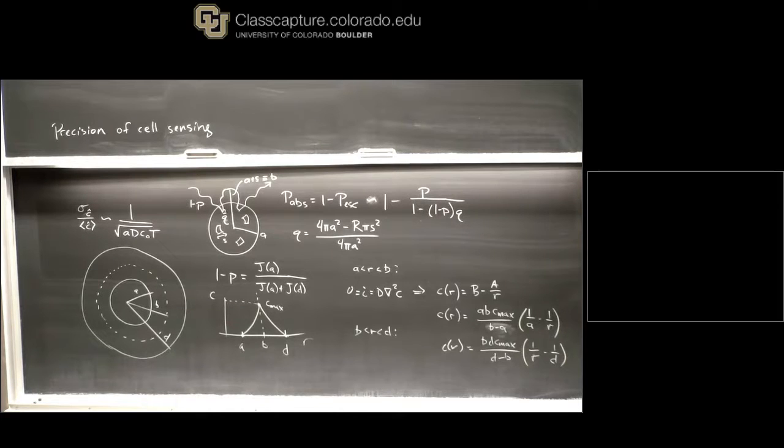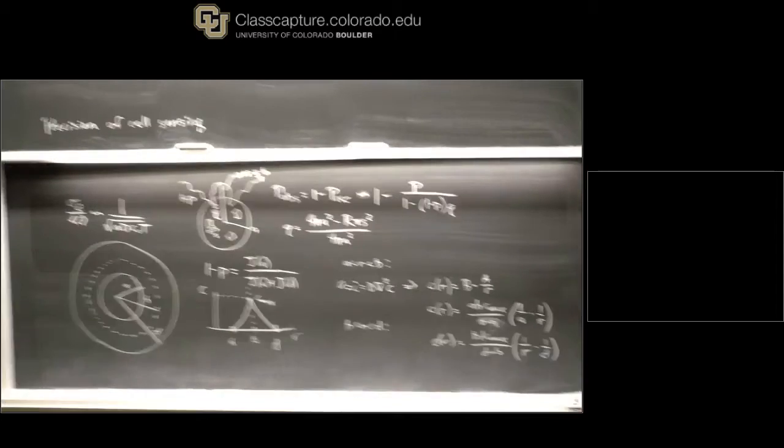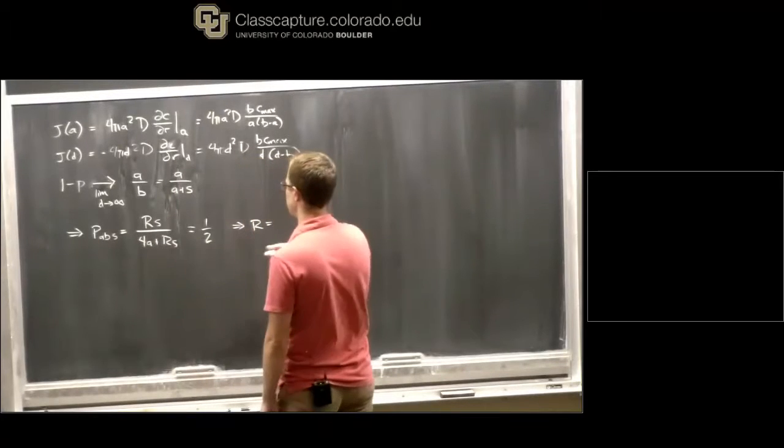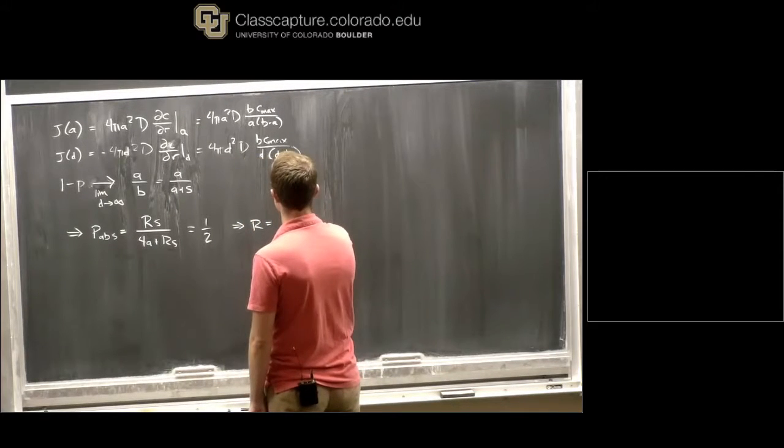Okay, R would need to be infinity to get perfect absorption, but a very reasonable question is how big would R need to be to get close to perfect absorption? I think that will answer the question of whether our perfectly absorbing model is reasonable enough. So, for example, what would R need to be to capture half the molecules instead of all the molecules? And the answer, of course, is that RS would need to equal 4A, so R would need to equal 4A over S.